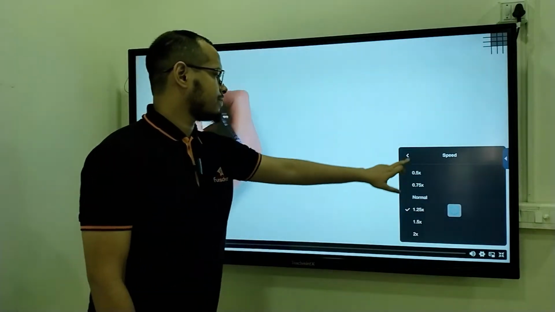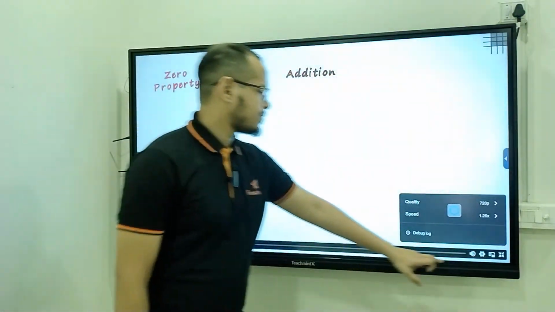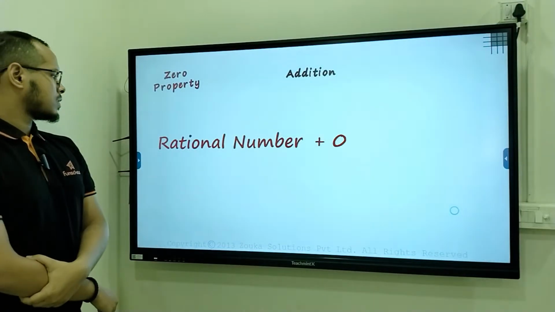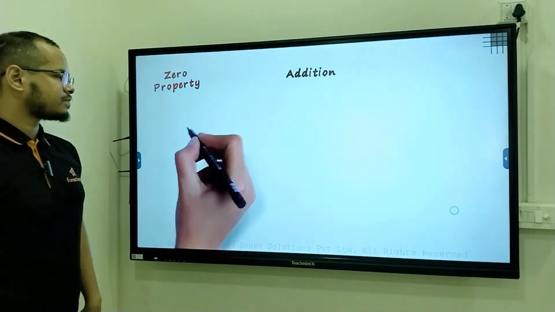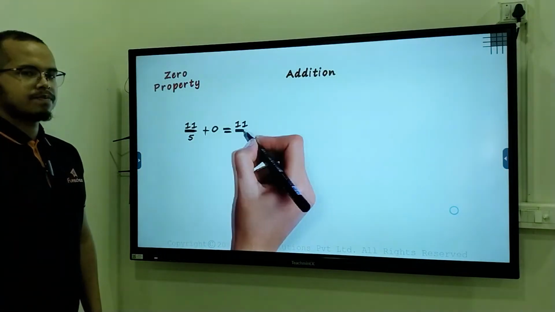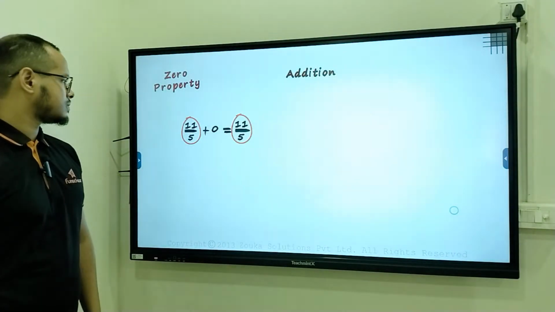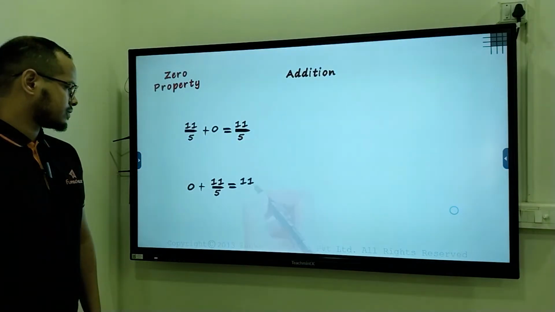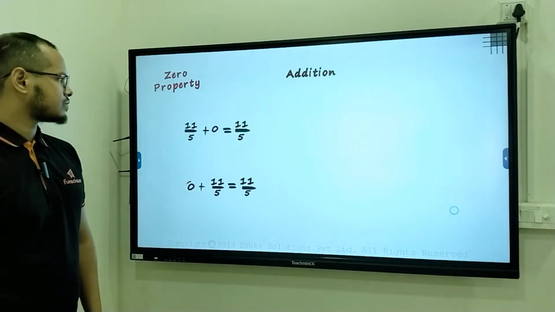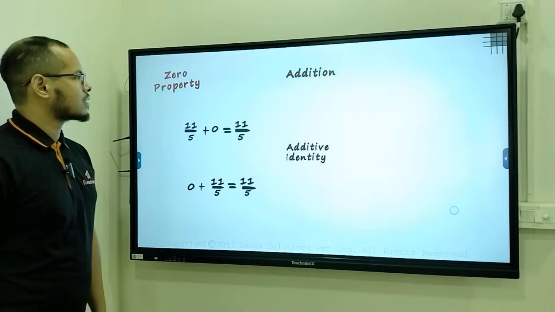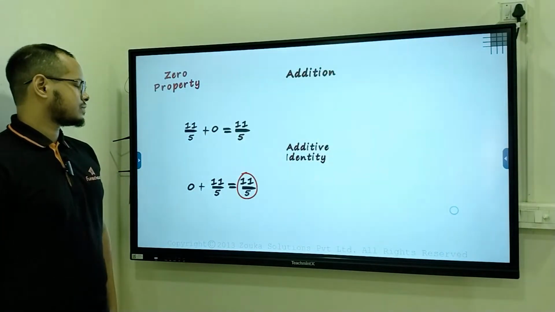What exactly is the zero property for addition? Here, we just want to know what answer we get when we add a zero to a rational number. Say we add a zero to a rational number 11 by 5. If we add 0, we get 11 by 5, which is the same as the original number. Similarly, 0 plus 11 by 5 also gives us 11 by 5. As we studied earlier, 0 is called an additive identity. Whenever it is added to a rational number, the answer will also be a rational number.